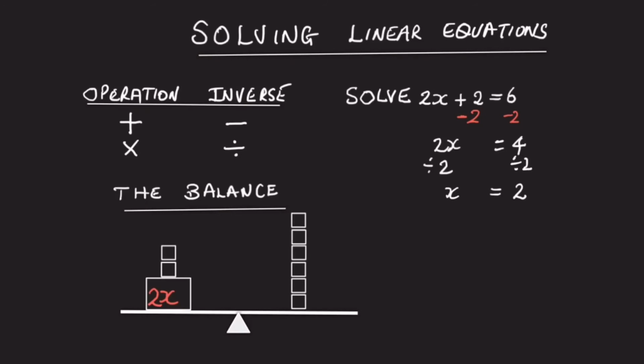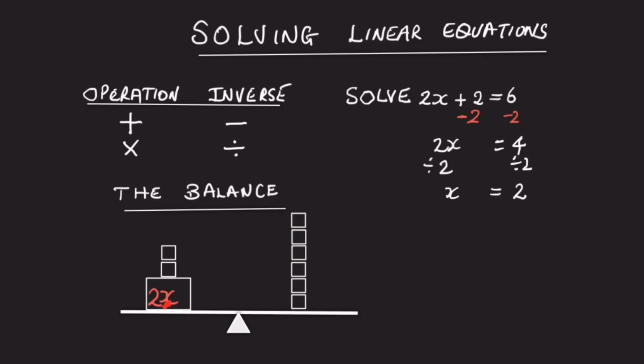So as you can see on the balance, there are two sides to the balance, as there were two sides to the equation. I've got the 2x here, and then on top of that I've got 2 blocks. So that is representing the 2x plus 2. And then on the right-hand side I've got my 1, 2, 3, 4, 5, 6 blocks. So this is my equation.